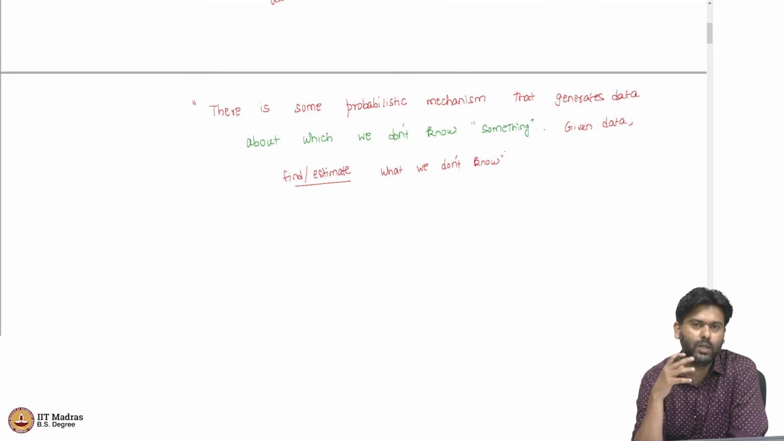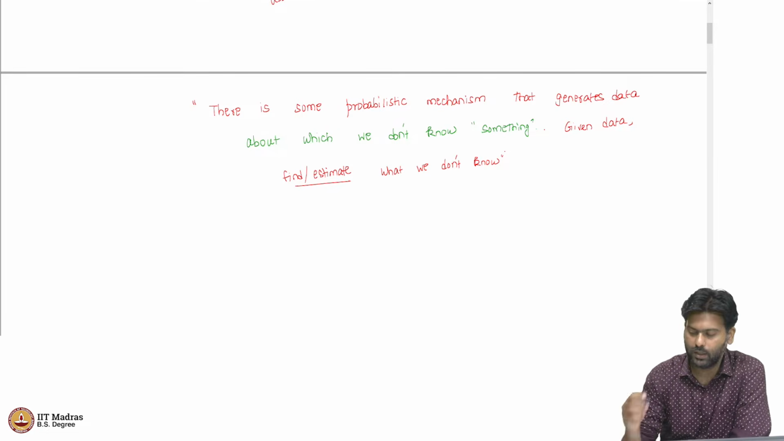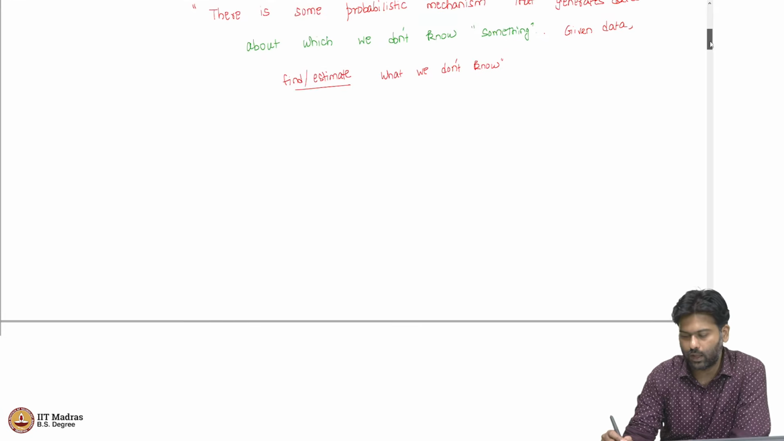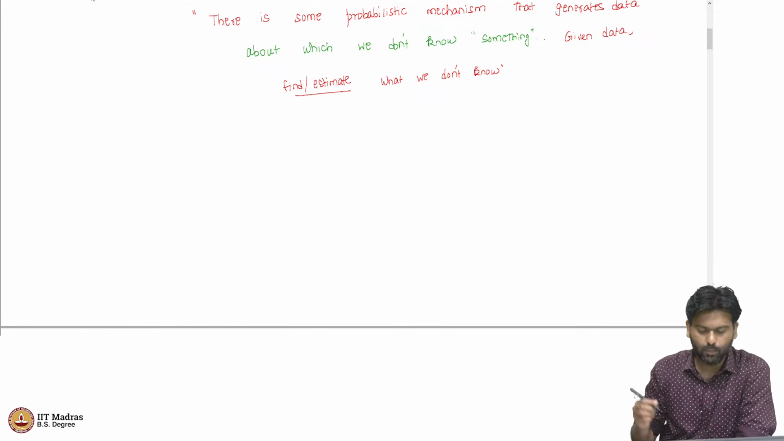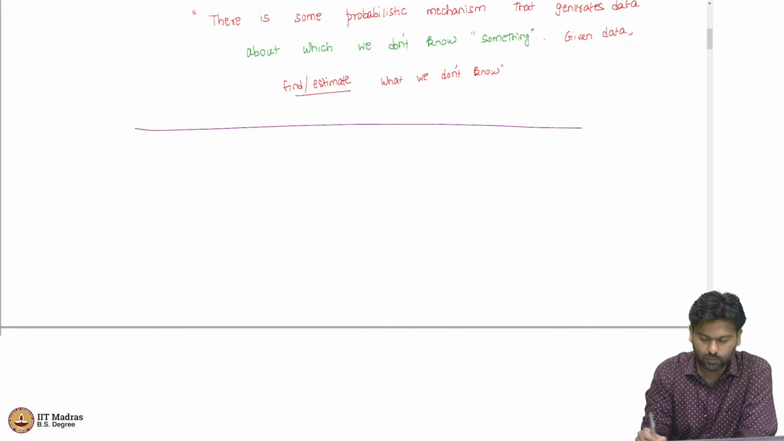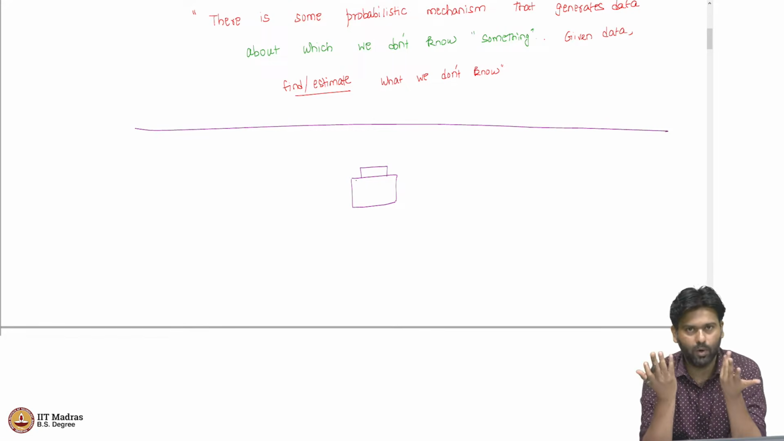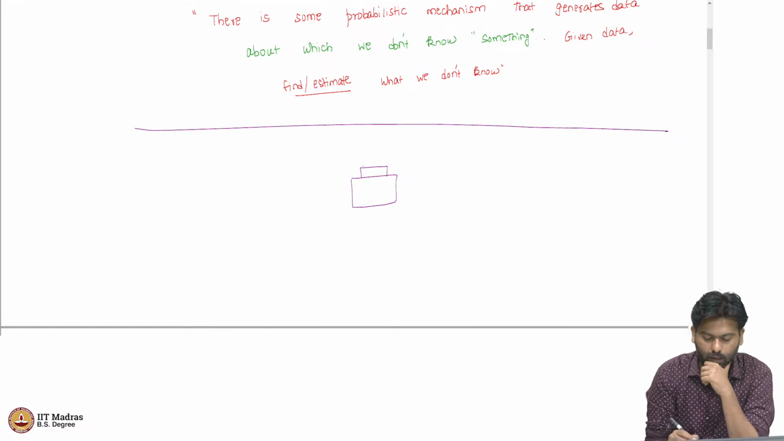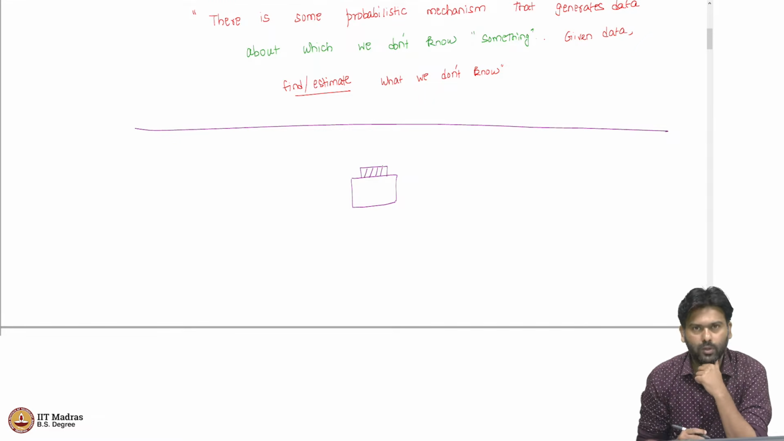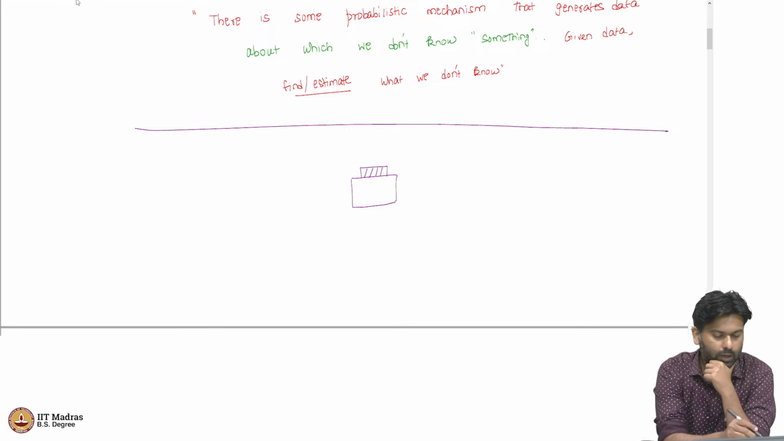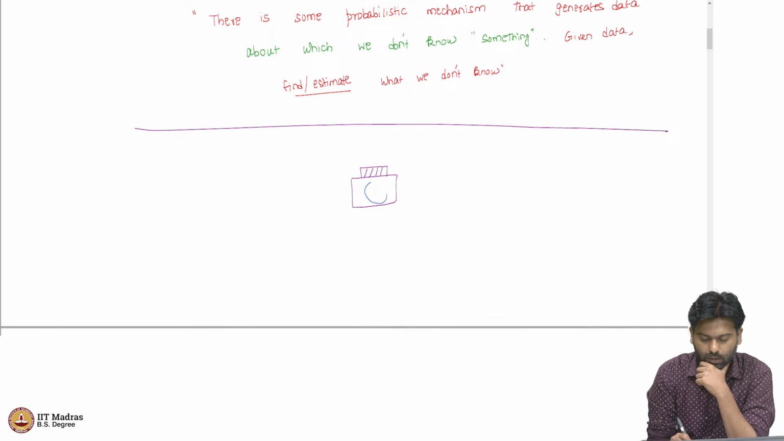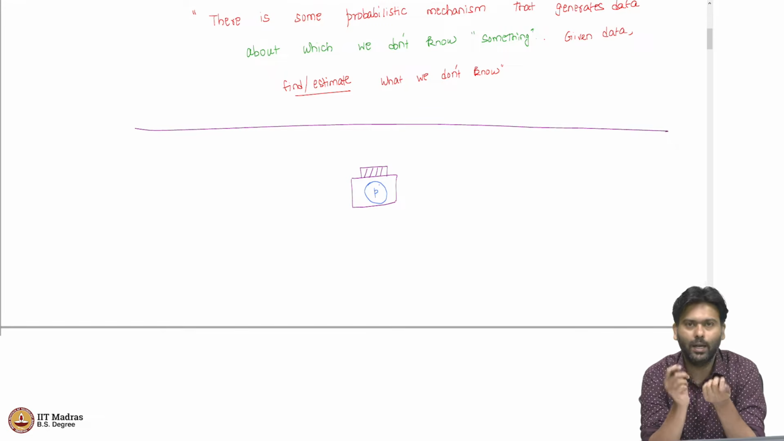So, first question we ask is, what does it mean to say that there is a probabilistic mechanism that generates the data? For that, let us start with a simple example. The way I would like to think of this is as follows. Let us say you have a box, a black box, which you do not know what is inside it, but then there is a button on the top of this box. For the moment, we will assume that inside the box there is a coin, and this coin is not necessarily an unbiased coin.